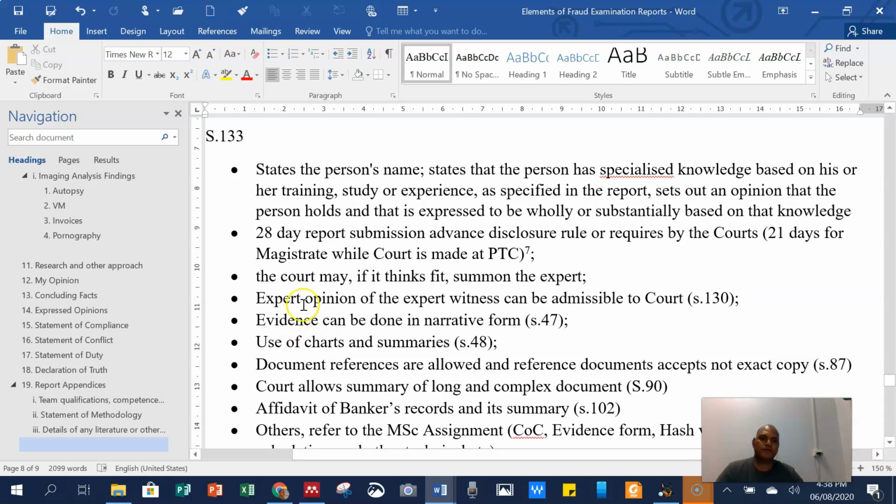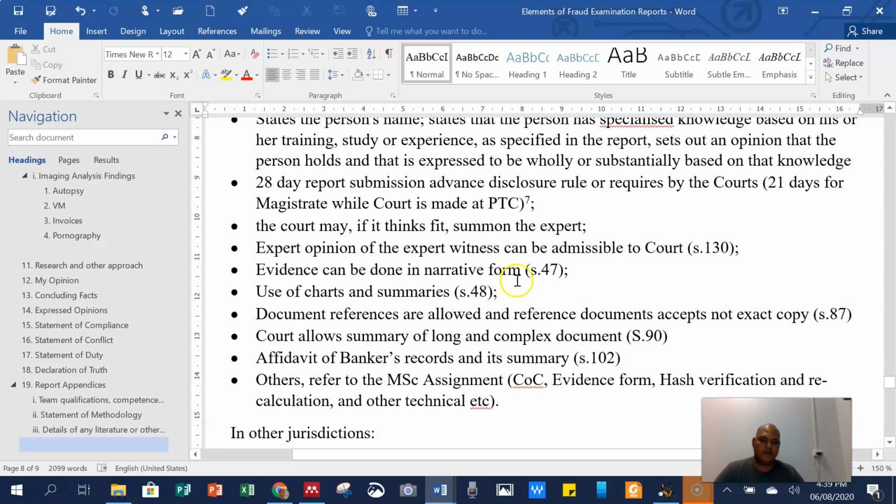And also, Section 130 says that the expert witness has to put in an opinion based on the findings that he or she has investigated. So for an expert witness, there should be a section on expert opinion based on the findings of the facts that have been investigated. Section 47 of the Act looks at the evidence, which can be in narrated form. So narrated form is something where you can detail the evidence for the purpose of easy interpretation by the jurisdiction or the courts.